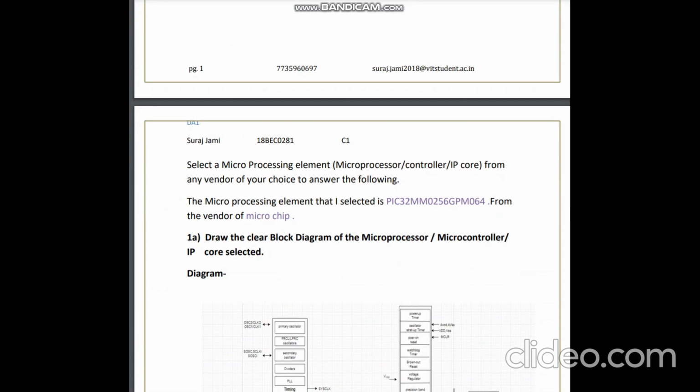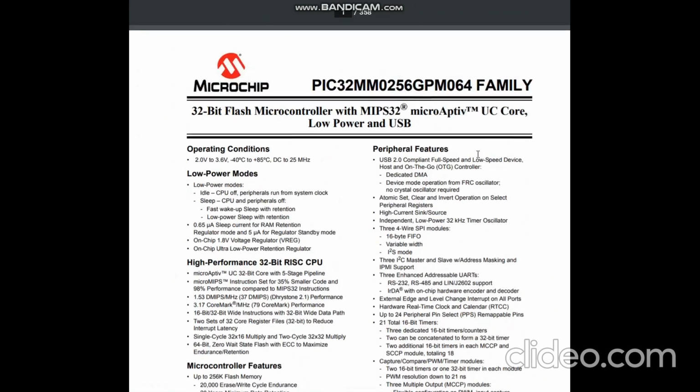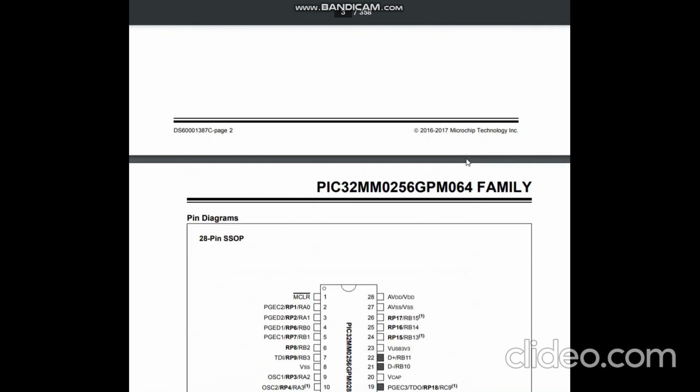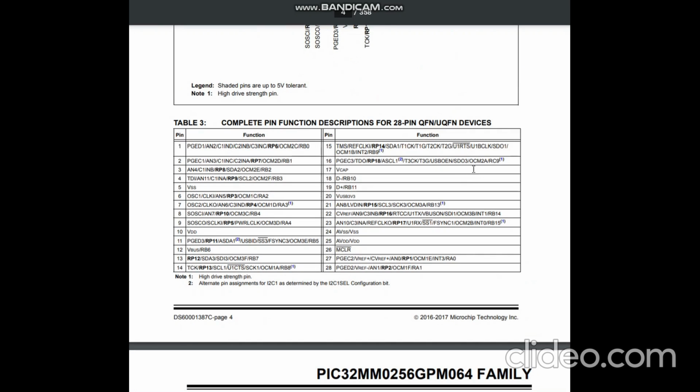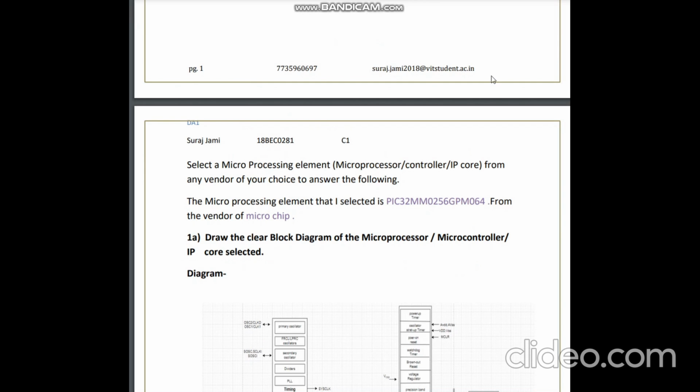So I have selected the microprocessing element PIC32MM0256GPM064 from the vendor Microchip. So this is the data sheet of the PIC32MM0256GPM064 family. This is the whole data sheet. I have referred to this for answering the questions of digital assignment 1. So let's go to the digital assignment 1.